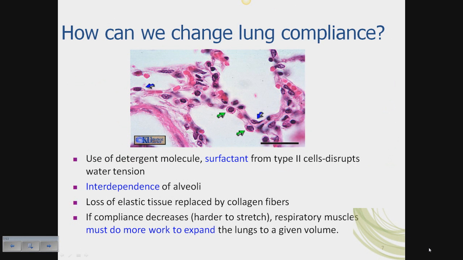We also want elastic tissue, but the recoilability means that we have to overcome that. If the elastic tissue is replaced by collagen fibers, there will be even more problem with getting them to stretch. Collagen does not stretch very well. So if compliance decreases, meaning it's harder to stretch the lungs when the respiratory muscles are contracting, then the respiratory muscles are going to have to do more work to expand the thoracic volume to get the lungs to reach a given volume. And the other way we can change compliance is through the interdependence of alveoli, which I'll show you in just a moment.